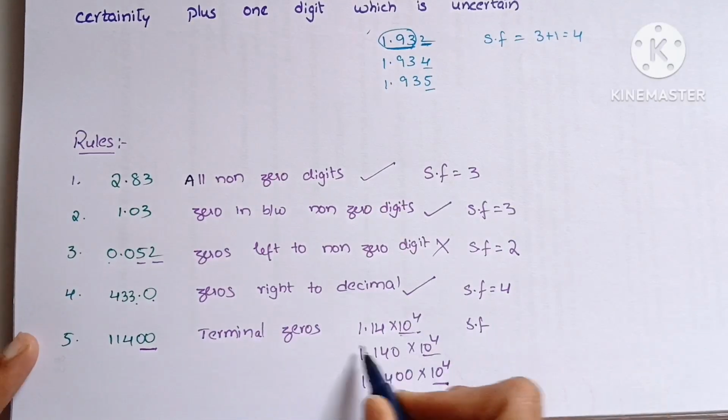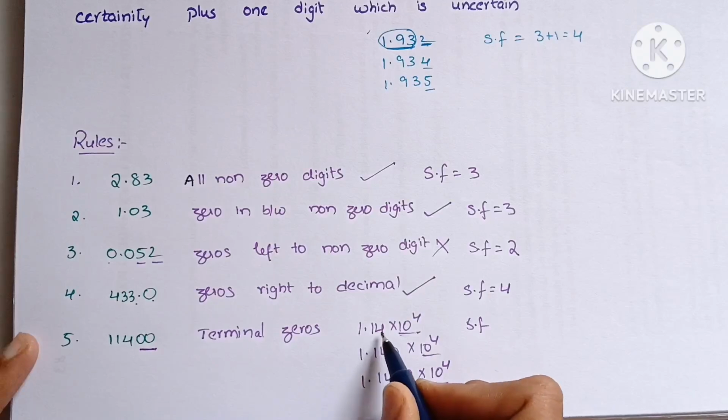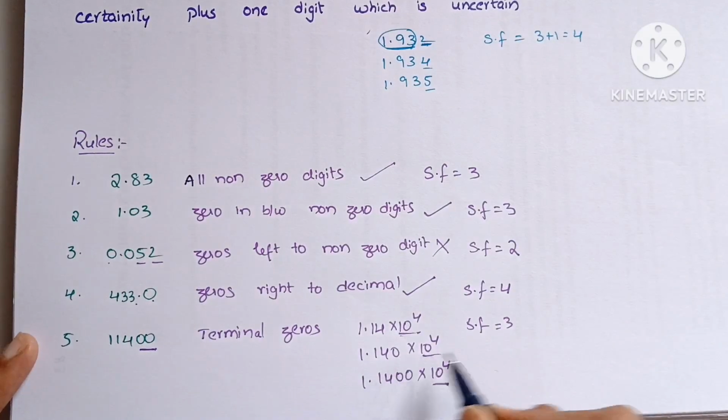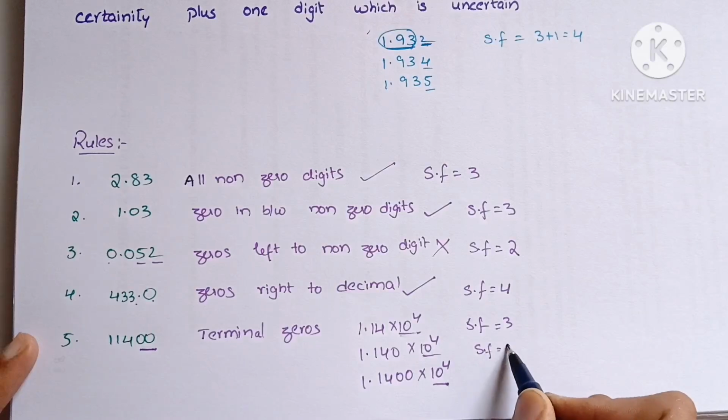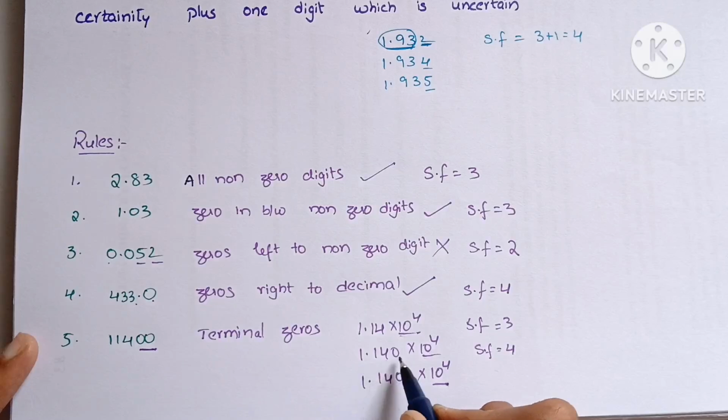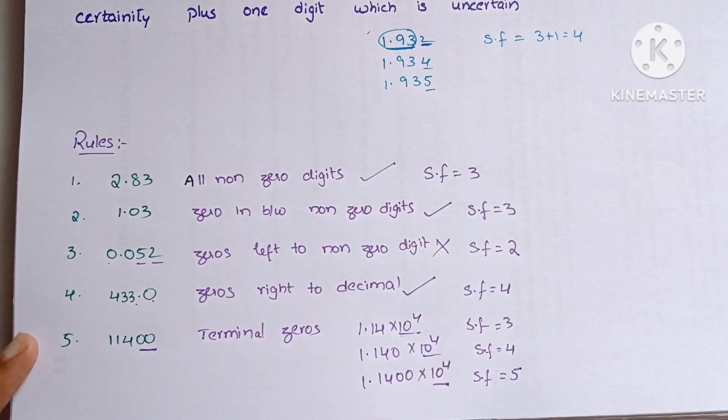In this first number, significant figures are 1, 2, 3. And in this number, 1, 2, 3, 4. The zero which is present on the right side of the decimal is significant. So, 1, 2, 3, 4 significant figures. In this number, 1, 2, 3, 4, 5 significant figures are there.